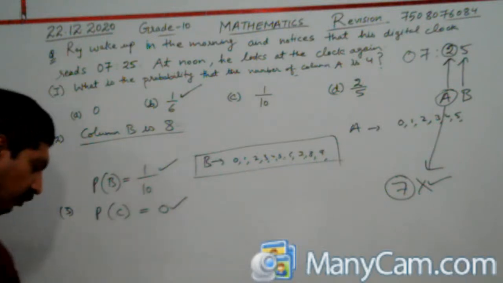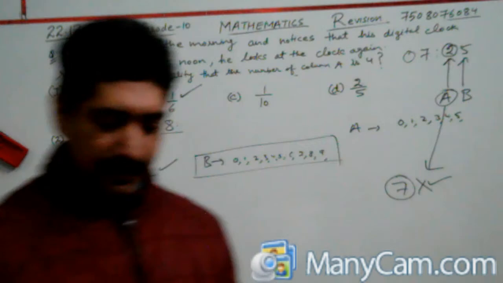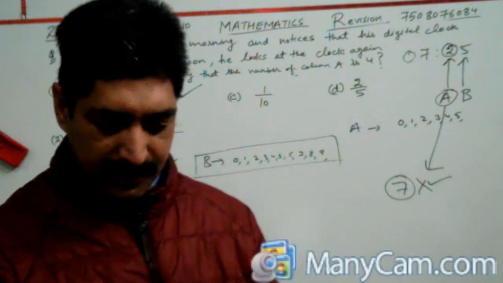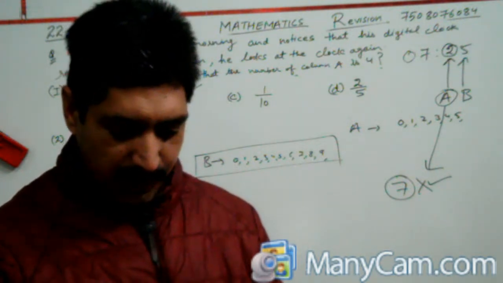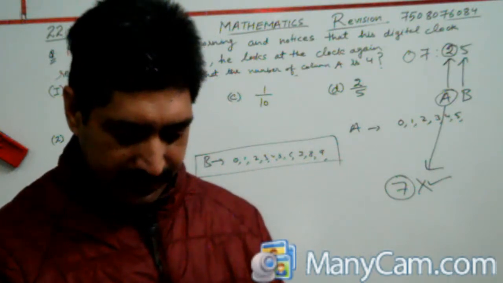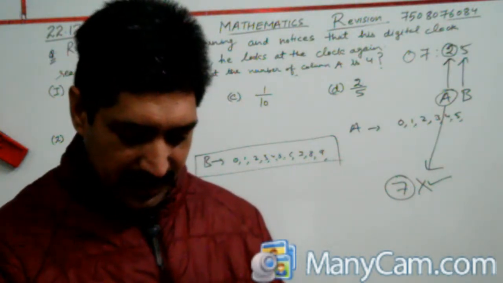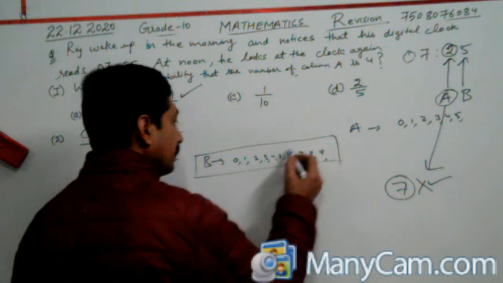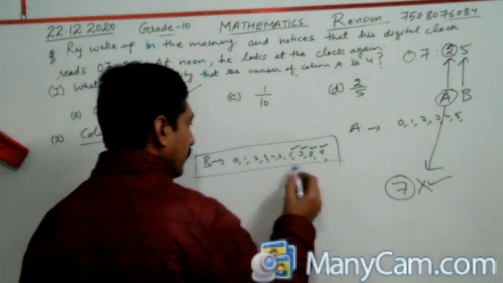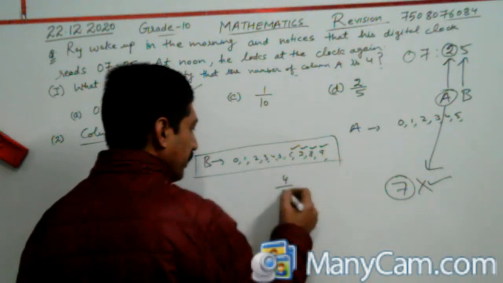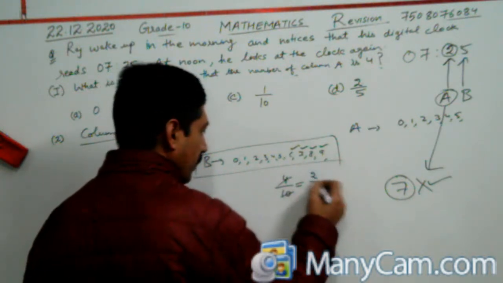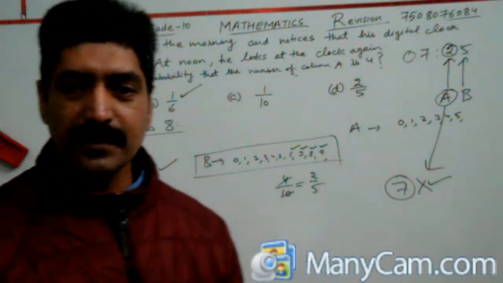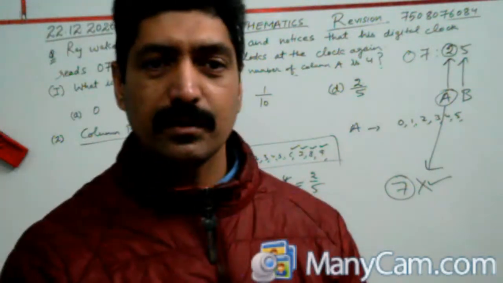Next, the fourth part: what is the probability that the number in column B is greater than 5? Greater than 5 is 6, 7, 8, 9, that is 1, 2, 3, 4. So the total number is 4 divided by 10, that is 2 by 5. That is 2 by 5 is the probability. This is about the question, okay?